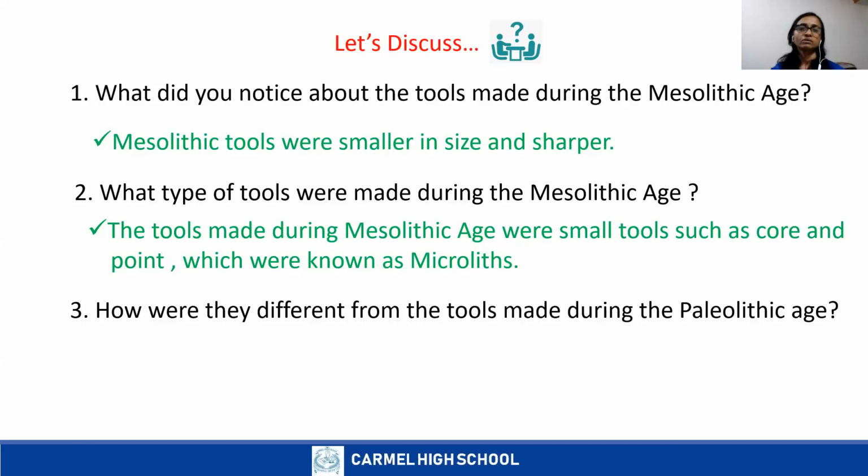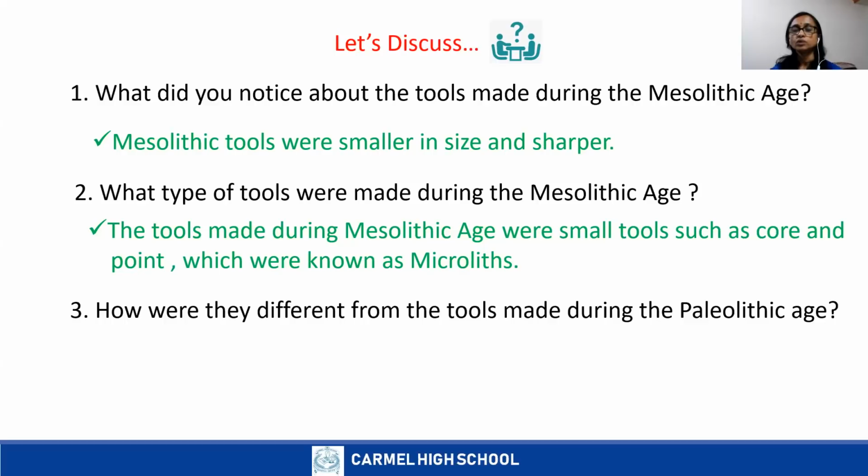Tell me, how were they different? They were different in the shape and size. Okay, so different in the shape and the size. So let us see the answer.